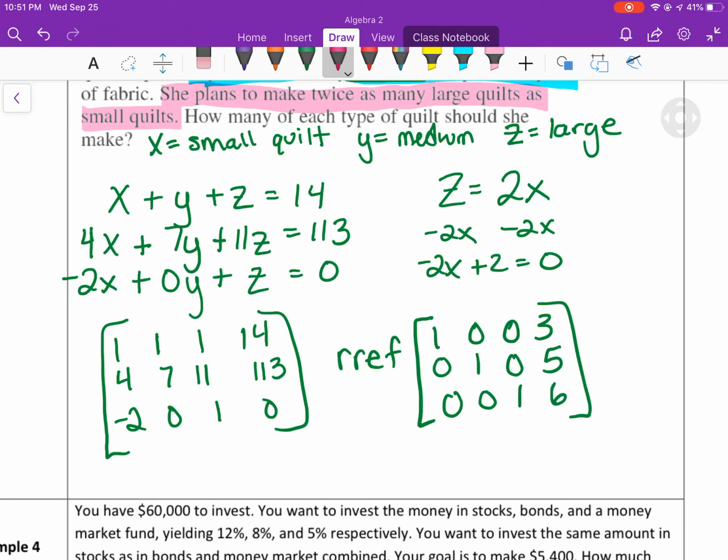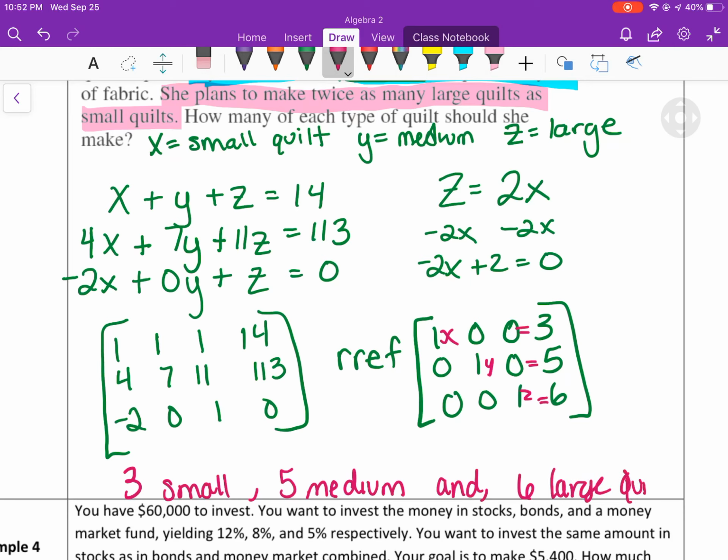So that means that, remember, this is x, y, z. So x equals 3, y equals 5, z equals 6. Which means I'm making 3 small quilts, 5 medium, and 6 large quilts.